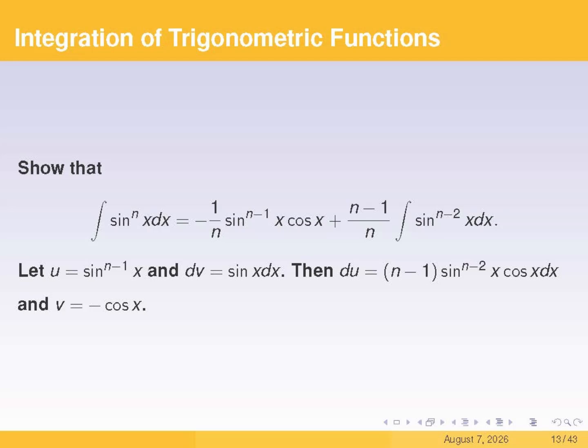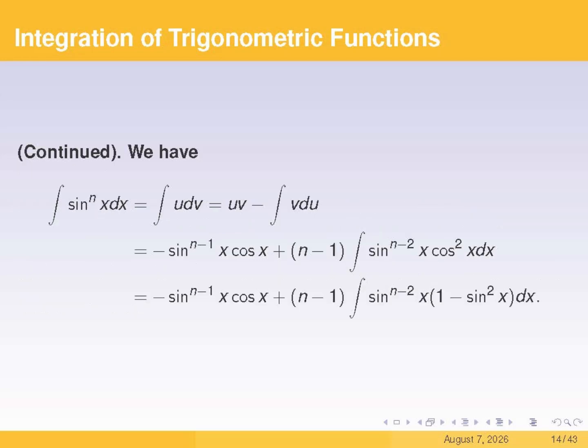Setting u equals sine x to the n minus 1th power and dv equals sine x dx, we have du equals n minus 1 times sine x to the n minus 2th power times cosine x dx, and v equals negative cosine x. We write the indefinite integral of sine x to the nth power in the form of integral of u dv, as shown on line 1. Expressing the variables u and v back in terms of x gives us the equality on line 2.